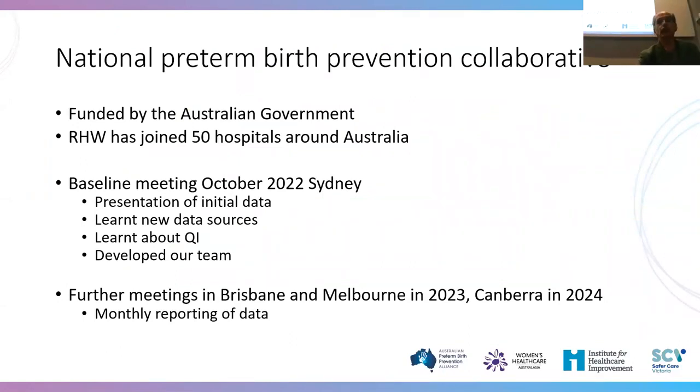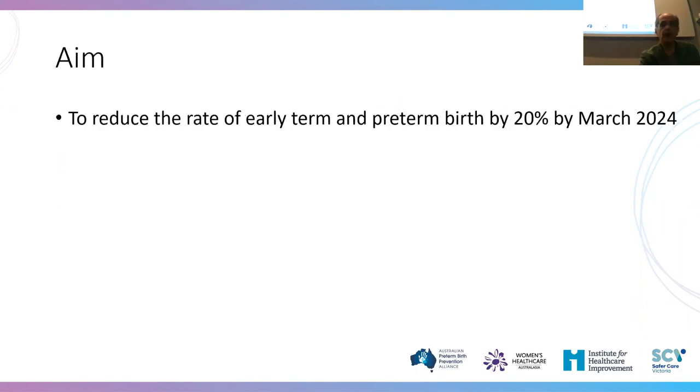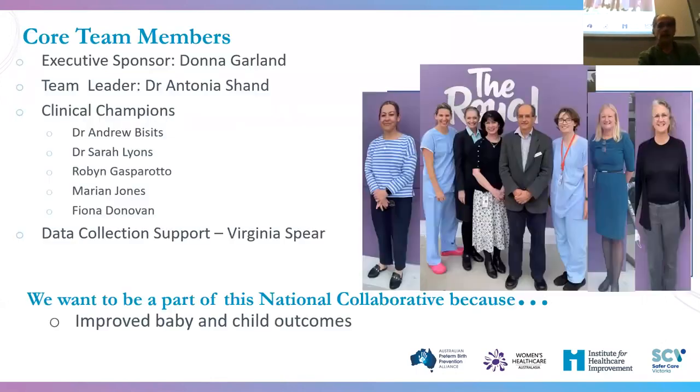We've had our first meeting out at Homebush with representatives of these 50 hospitals. There will be further meetings in Brisbane and Melbourne. And the aim of the game is to reduce early term and preterm birth by 20% by March 2020. It was a very ambitious aim. What do you mean by term? Okay, so what we're looking at is prior to 39 weeks.